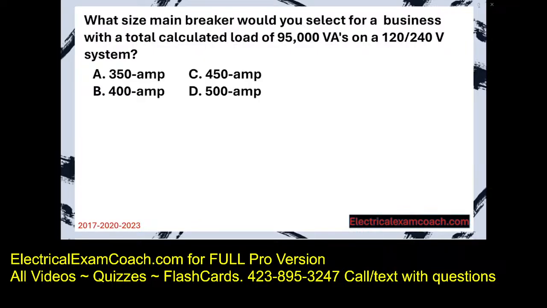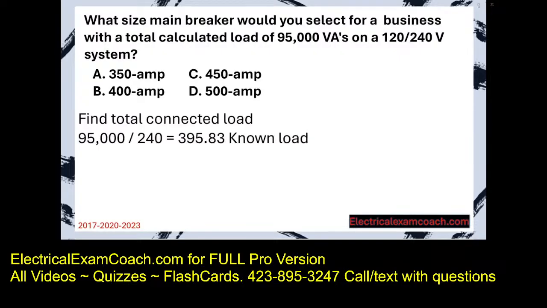What size main breaker would you select for a business with a total calculated load of 95,000 VAs on a 120/240 volt system? Step 1, find our total connected load. They've already performed the load calculation for us, so all we have to do is divide by the system voltage. And we end up with 395.83, and we would round up to 396.